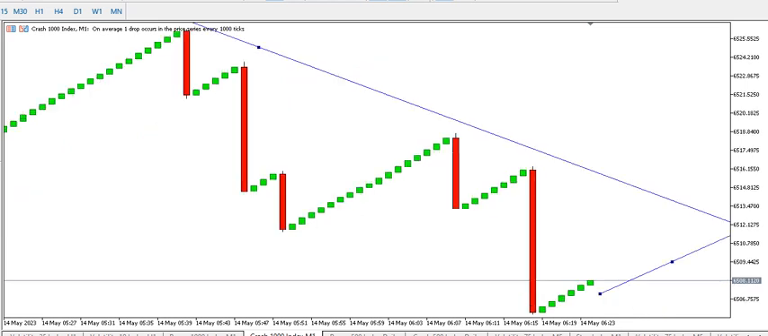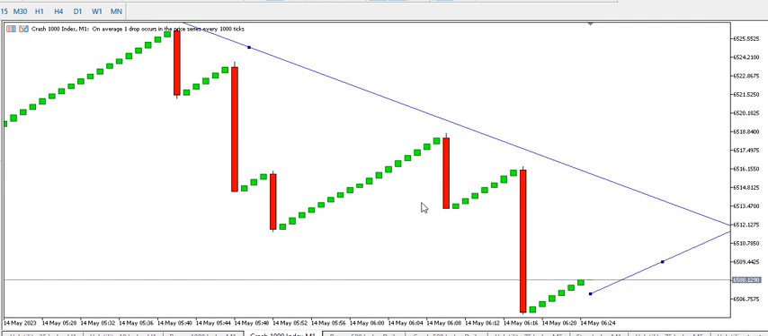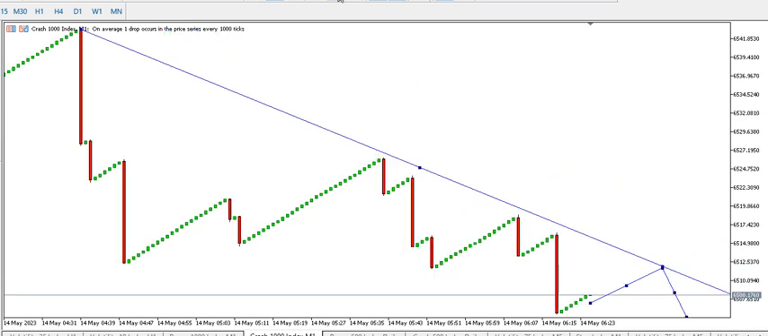Okay, on the 1 minute time frame, the spikes are more than the retracements. The bears are active. Bears are in charge. So you might want to join the bears in shorting Crash 1000 index. So that's that for Crash 1000.